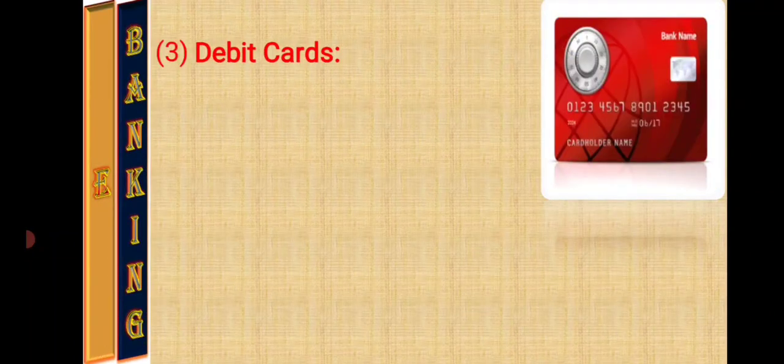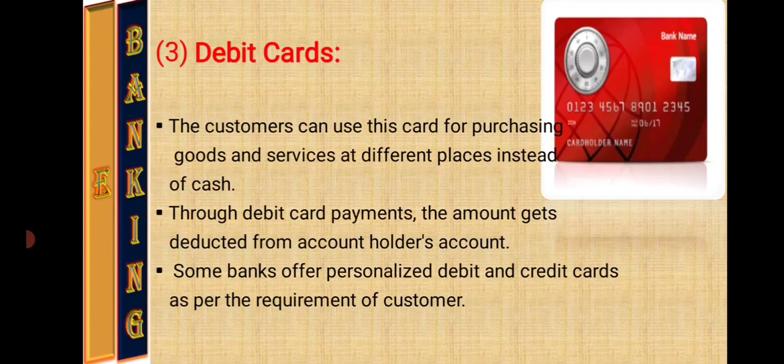The next one is debit cards. Banks are now providing debit cards to their customers having savings or current account in the bank. The customers can use this card for purchasing goods and services at different places instead of cash. The amount paid through debit card is automatically debited from the customer's account. Through debit card payments, the amount gets deducted from the account holder's account. Some banks offer personalized debit and credit cards as per the requirement of the customer.